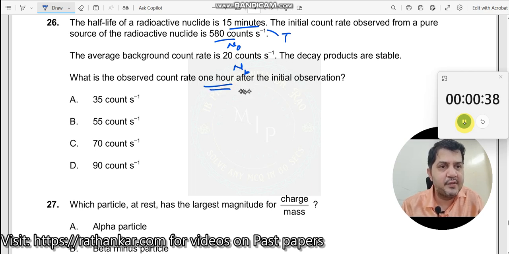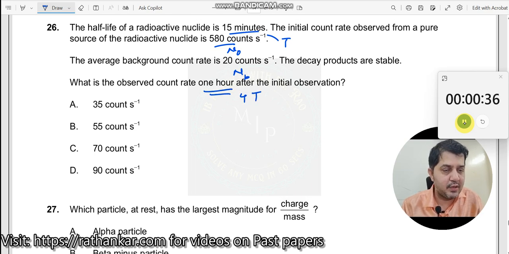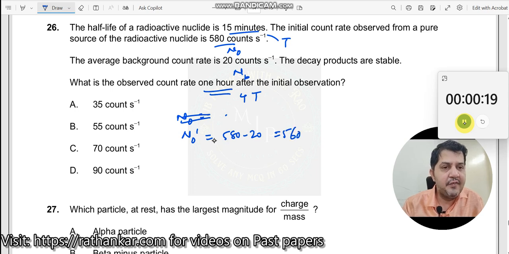1 hour means what? After 4 half-lives. So what I should do first is take N0, which is 580, and subtract this 20 from here. Subtracting this one, 580 minus 20 is equal to 560, which is a real count.